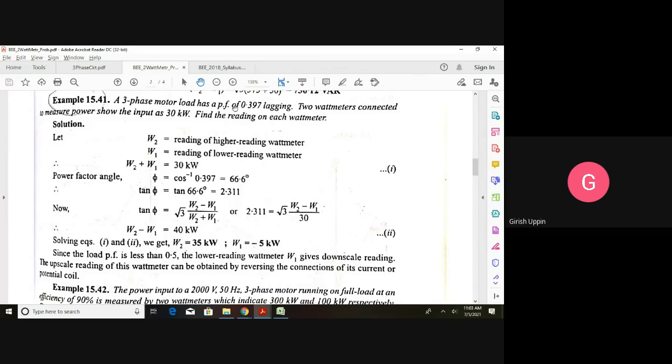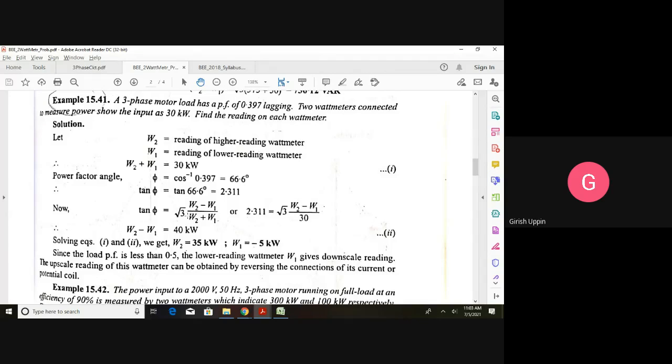And using this, I can find the angle between the voltage and the current. Cos phi is equal to 0.397. Phi is equal to cos inverse of 0.397. I get it as 66.6 degrees. And we know the equation for tan phi in terms of the W2 and W1 readings. So tan phi is equal to tan 66.6, that is 2.311, and the tan phi formula we know already: root 3 times (W2 minus W1) divided by (W2 plus W1).